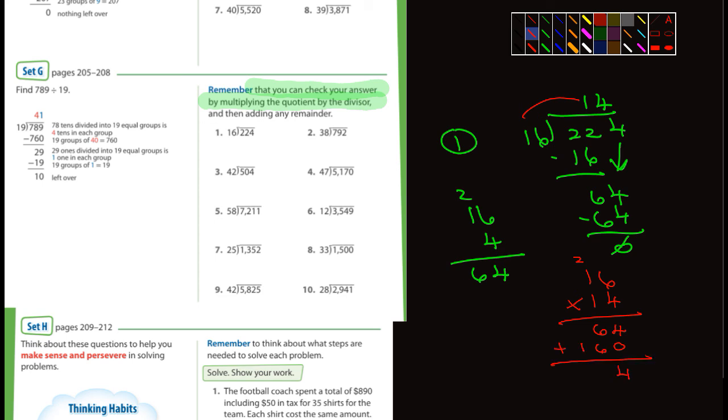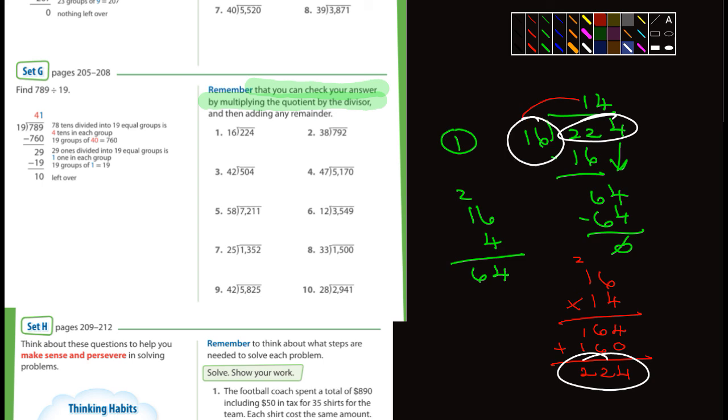4, and this is the 12. Put down the 2, carry the 1. This is the 2. So what number do we have here? We have 224. And look what we started with, 224. So when you have the correct answer, if you multiply what you're dividing by your answer, you should get what's inside the house. That's what I remember it being called when I was your age.